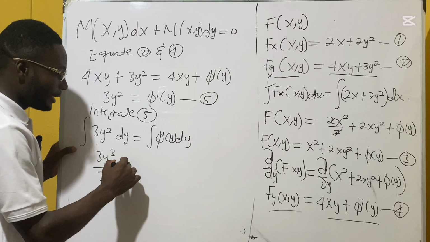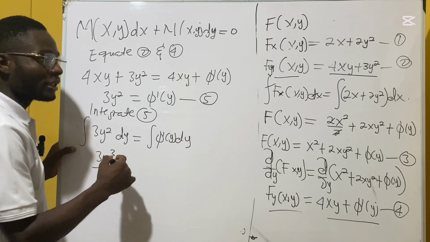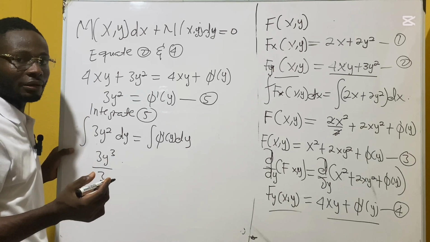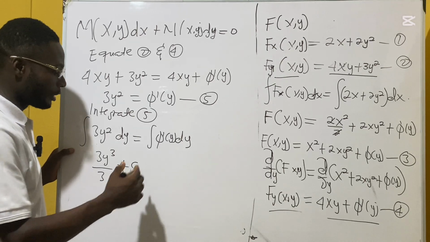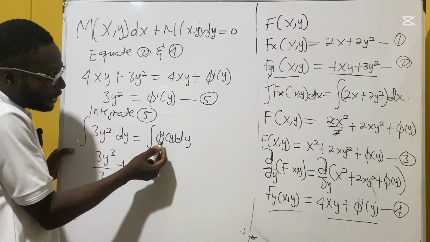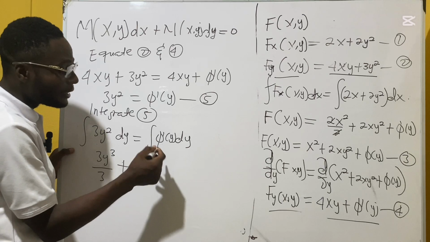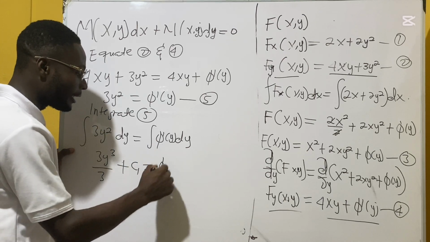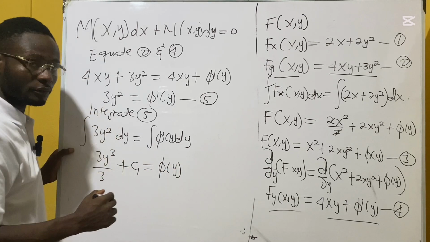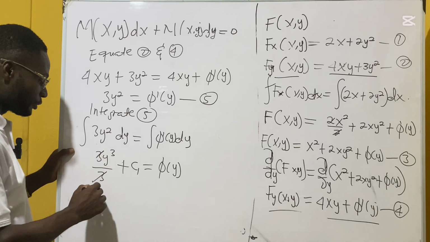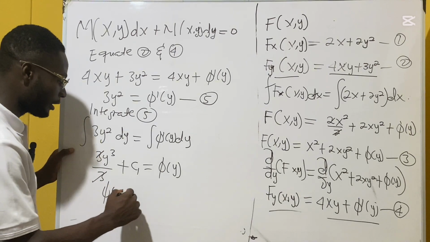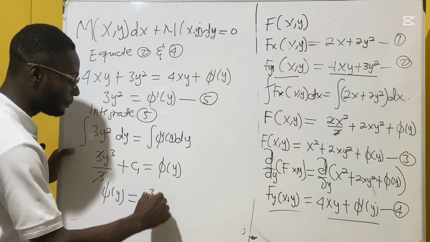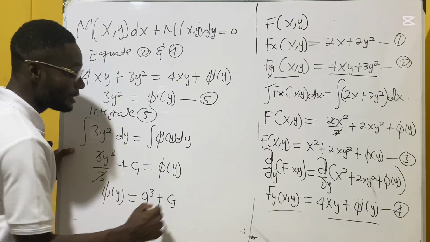Okay, and that is plus a constant of integration, right? So that one we can say C1. That is equal to, when you integrate phi prime of y dy, you're going to have phi of y. So this takes off this. So we have phi of y equals y cubed plus a constant, say C1.